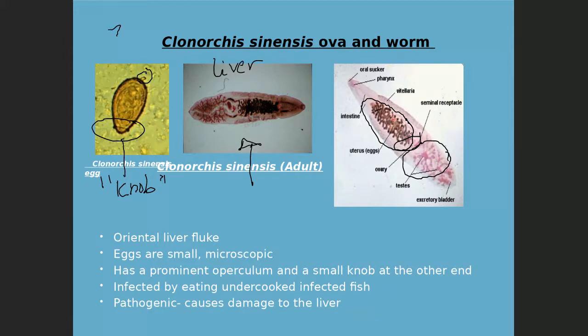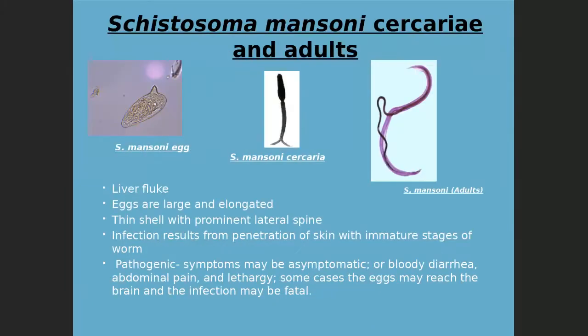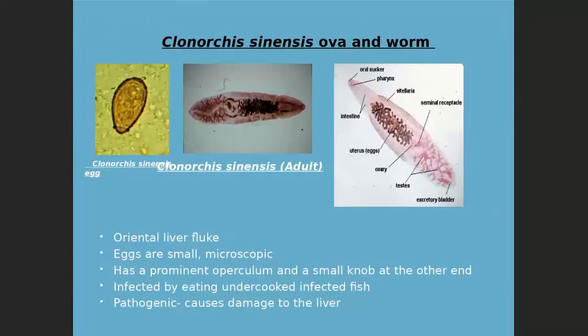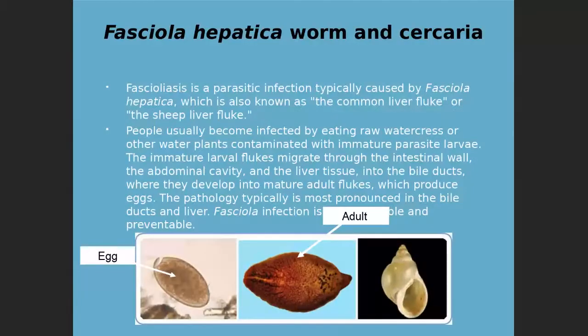All right. Now we do have one more fluke to go over, but notice how this Clonorchis sinensis shape is kind of wide, and I always say that it's an oval shape. The Schistosoma mansoni, they were elongated. When we look at Fasciola hepatica, here you have the adult. Notice that the shape of the adult is very different from both the shape of Clonorchis sinensis and the shape that we looked at for Schistosoma.